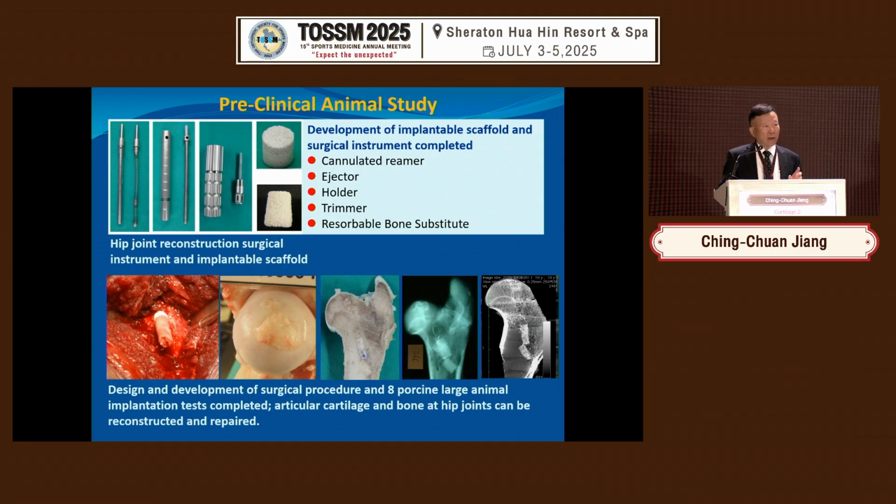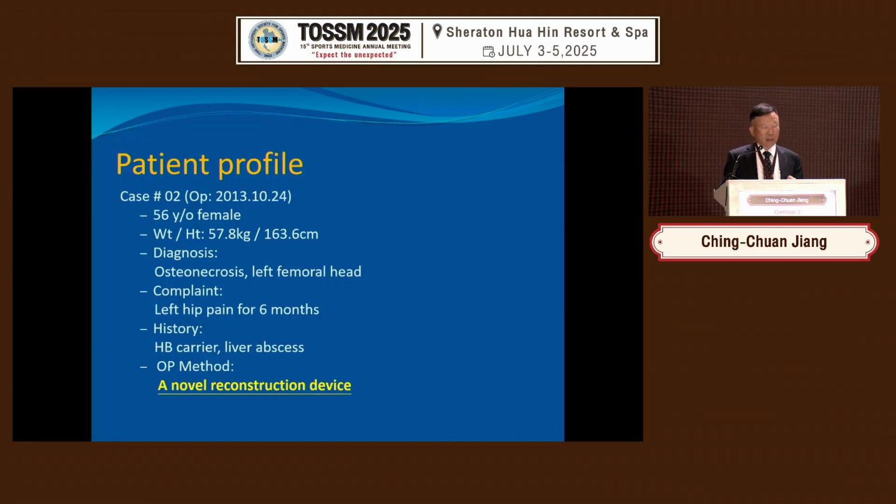So we do have evidence for the large animal, so we ran the clinical trial in humans, and this got approval from the government health authority. So I'd like to present to you the first case in the experimental group.